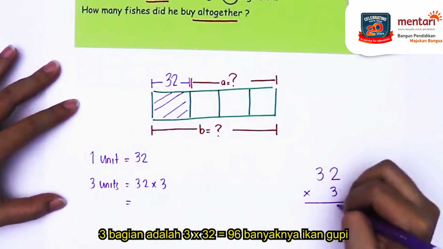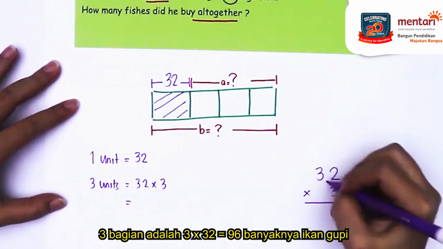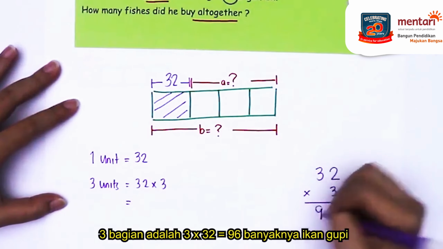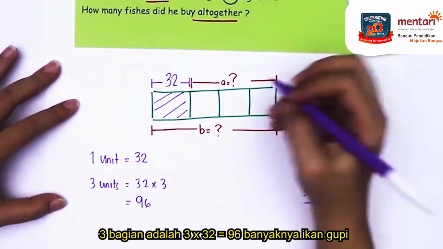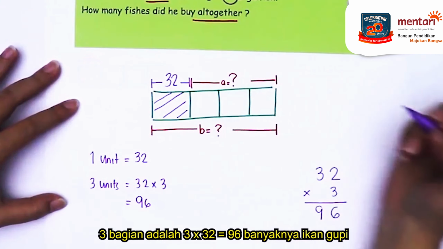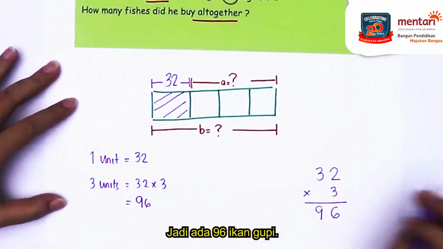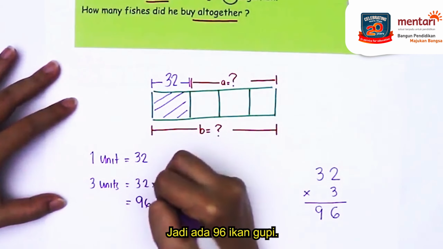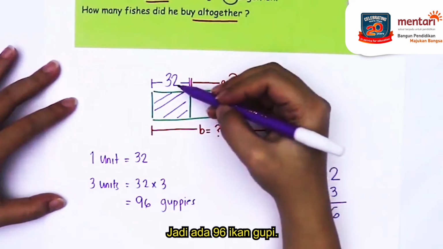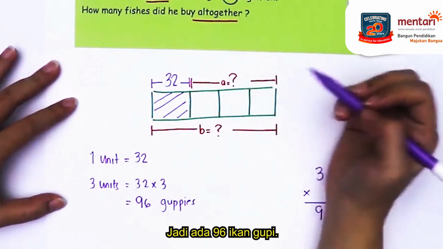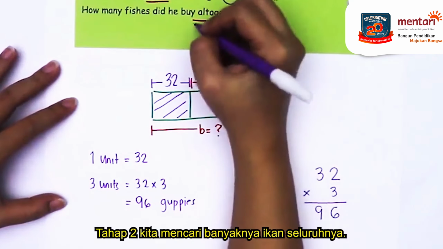3 times 2 is 6. 3 times 3 is 9. Therefore, 3 units is equal to 96. So these 3 units is 96. Therefore, there are 96 guppies. Now we already know the number of the angelfish and the number of the guppies. We go to step 2.